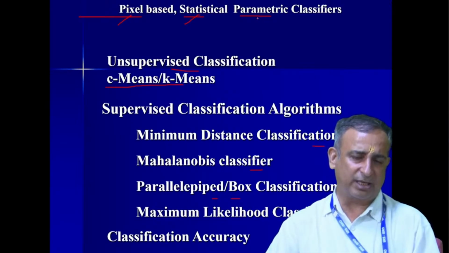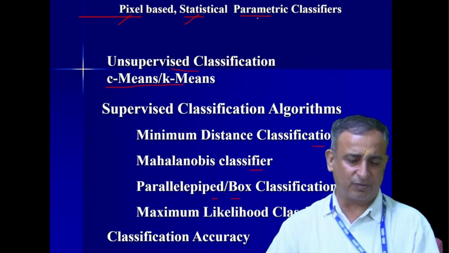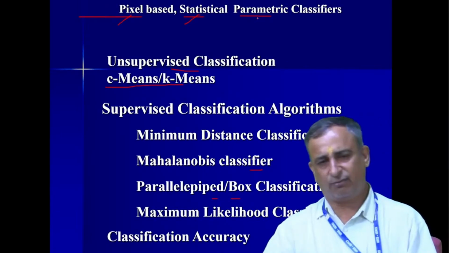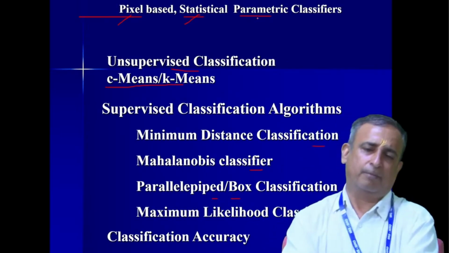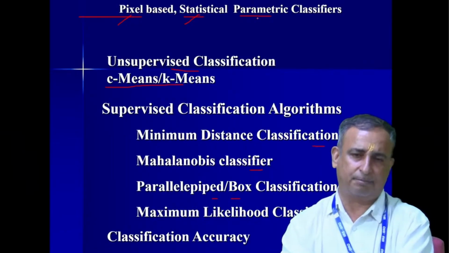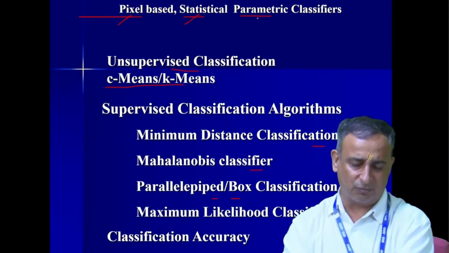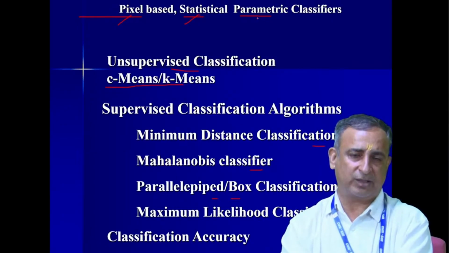And then broadly, if you see the very basic conventional algorithms, there are four. One is the minimum distance algorithm, second is the Mahalanobis classifier, third is the parallelepiped or box classifier, and fourth is the maximum likelihood classifier. Out of these four algorithms, if they are using the variance covariance matrix parameter, then these algorithms will require that your data follows the normal distribution on each band. Otherwise, these algorithms which are using the variance covariance matrix will not give you good results.